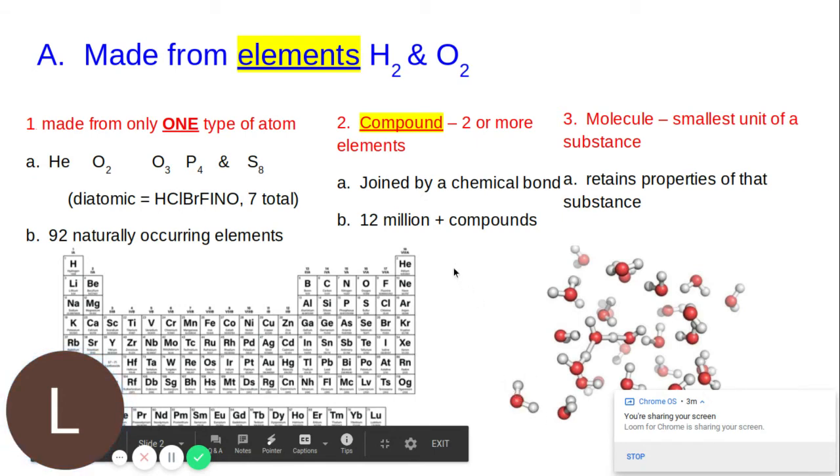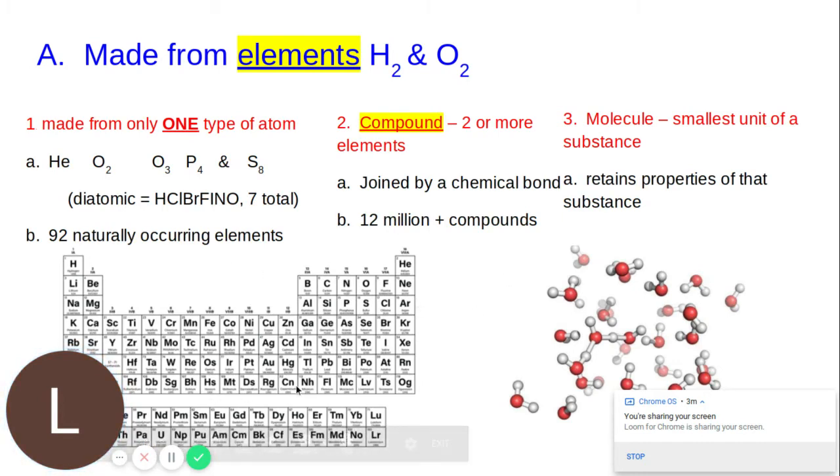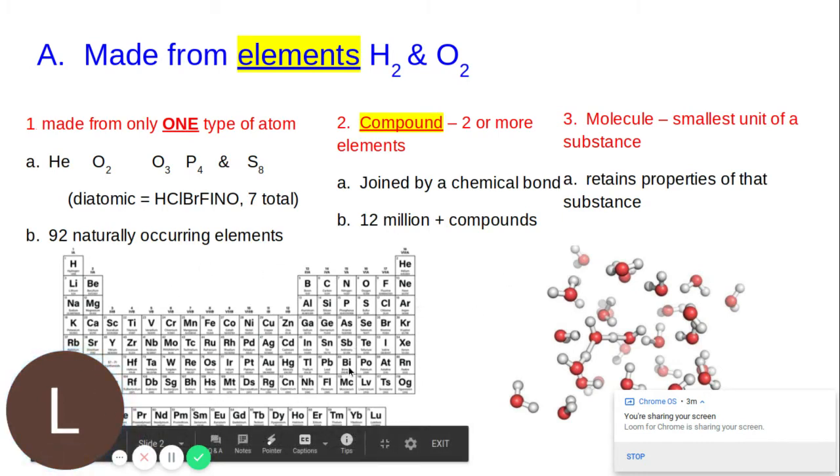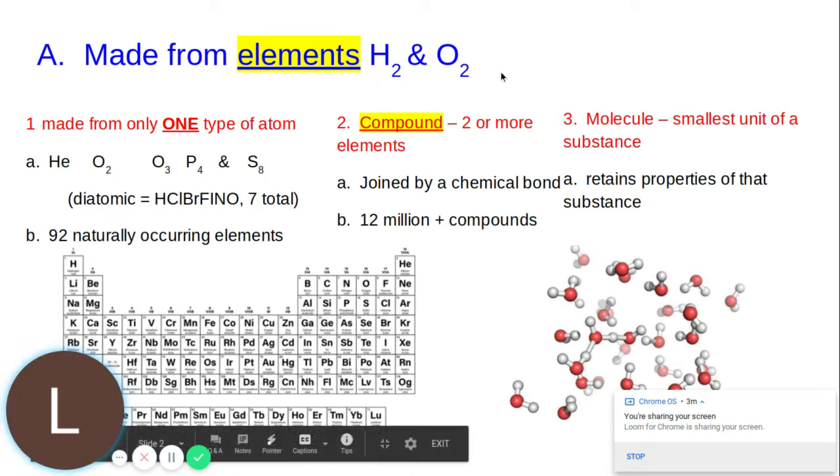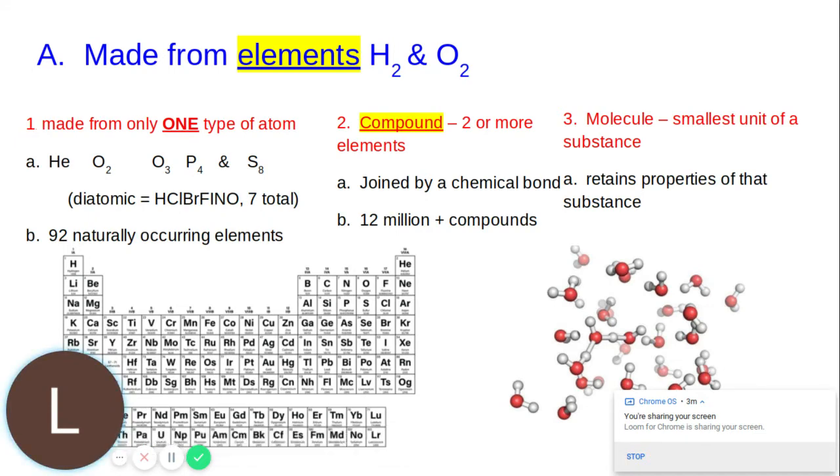We have so many compounds because you can take all of those elements and combine them with other elements, and it can be a compound. It might have 2 elements, like hydrogen and oxygen. It might have 3, maybe carbon, hydrogen, and oxygen. It might have even more than that. So there are a lot of different ways to combine elements to make a compound.